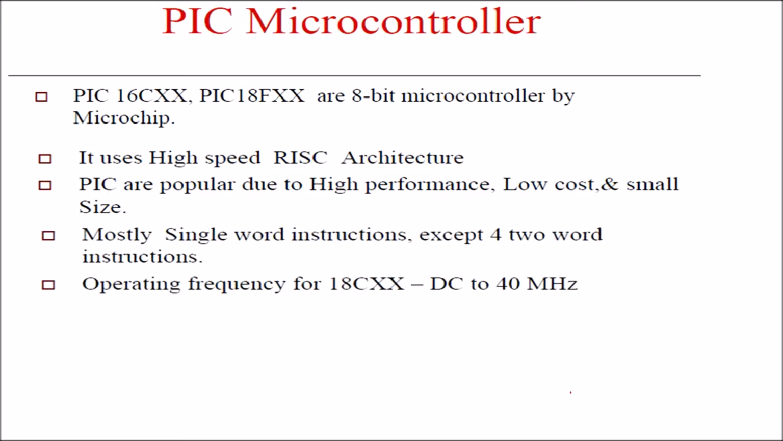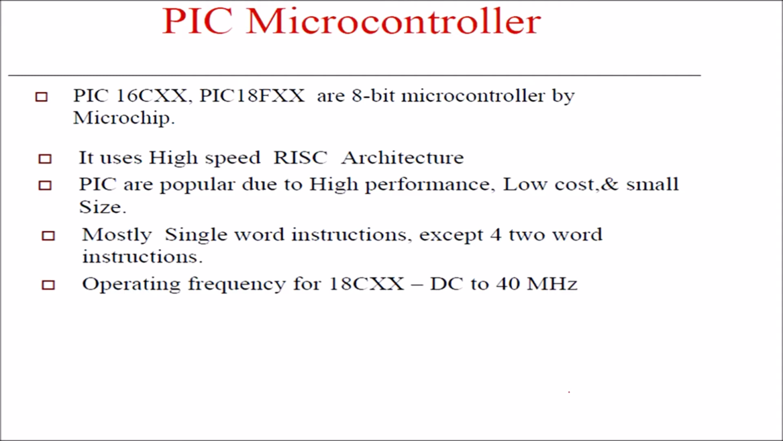Mostly the instructions are single word instructions. That means the size of an instruction is 16-bit. So it requires 2 memory locations to store one instruction. But 4 2-word instructions are also there. That means the size of these 4 instructions is 32-bit. These are the assembly language instructions of PIC microcontroller.